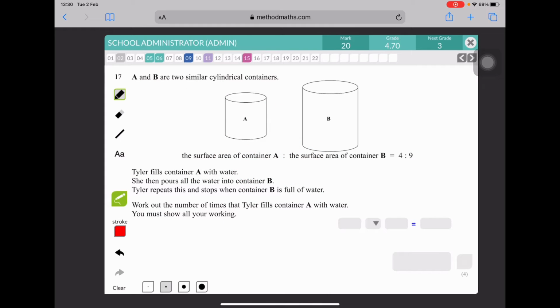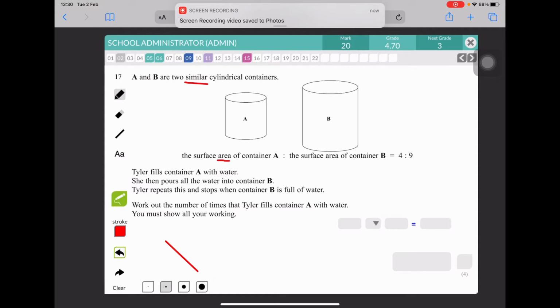Okay, so A and B are similar. So I'll underline that. Similar cylindrical containers. So we know that this question is going to be linked to the similarity topic, and we can see two 3D shapes as well. So not just are we going to be using our knowledge of similarity, but we will also be thinking about linear scale factor, area scale factor, and volume scale factor. So they've given us a ratio which is linked to the area scale factor.